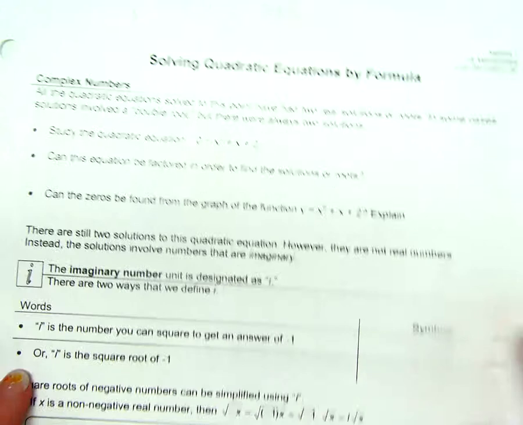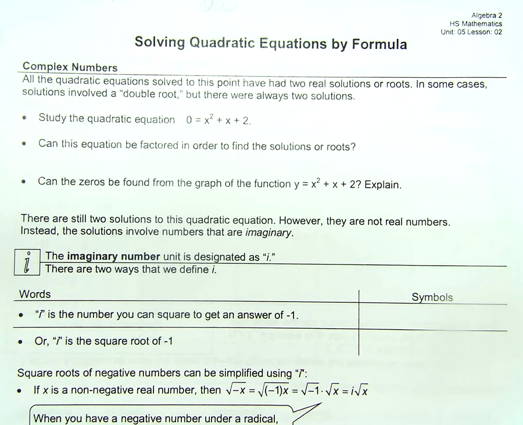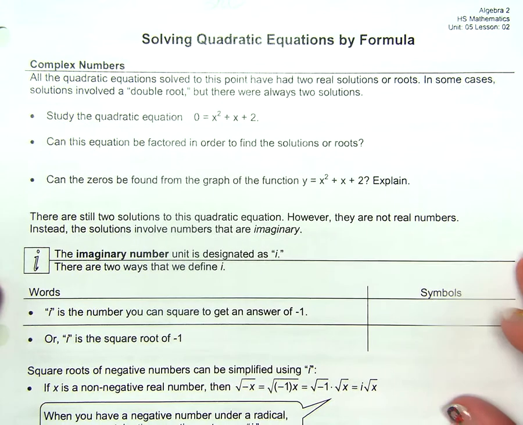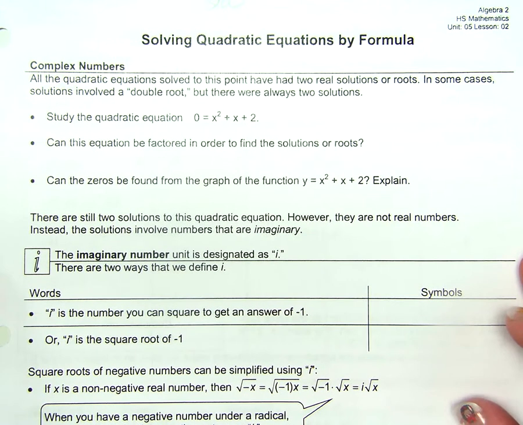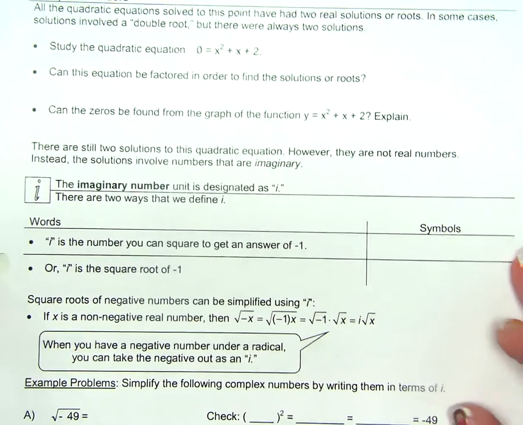Okay? Now, before we can start talking about being able to use this, there's some things that you need to know. One of those things is you need to know about complex numbers. Complex numbers are numbers with a real part and an imaginary part. We use the letter i to designate when we have imaginary parts. So we'll get into that really quick.